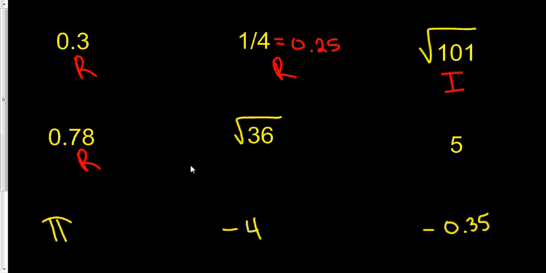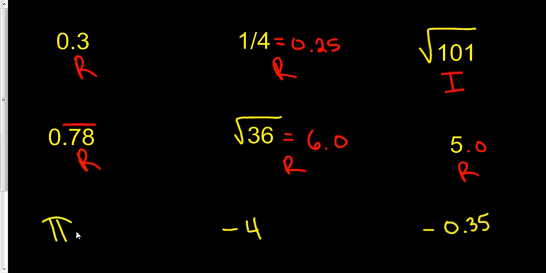78 hundredths, terminating decimal. So that is a rational number. Even if it's repeating, it's still going to be rational because it's repeating in a pattern. The square root of 36 is 6. Well, what's 6 as a decimal? 6.0. That's still terminating. That's rational. 5 as a decimal, 5.0.